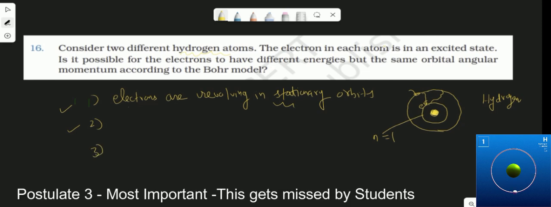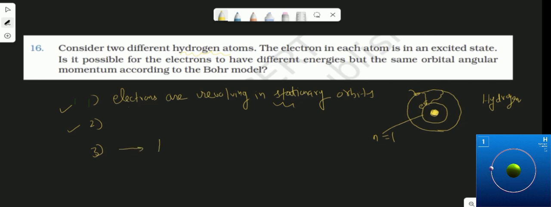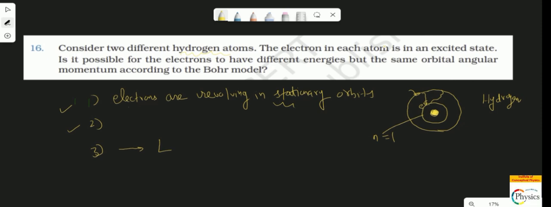Okay, the question talks about two different hydrogen atoms, and each atom is in an excited state. Is it possible for the electrons to have different energies but the same angular momentum according to Bohr's model? Okay, so the third postulate which he gave was that the angular momentum which the electron carries is always a multiple of h by 2 pi.